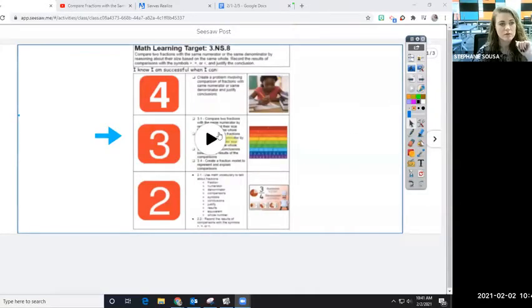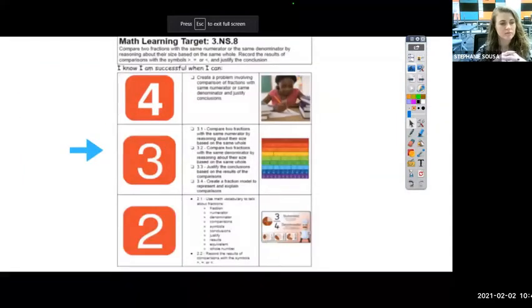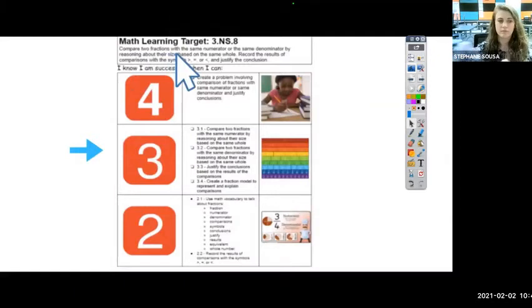Okay, all right. To get us started, we're going to take a look at our success criteria. Our goal for the day is as follows. Today we are going to be continuing our comparing two fractions. Today we're going to continue on with comparing two fractions with the same denominator by reasoning about their size based on the same whole. So again, we are going to be looking at those with the same denominator and the same size. So we will be going back to using those vocabulary words such as fraction, denominator, compare, symbols, justify.